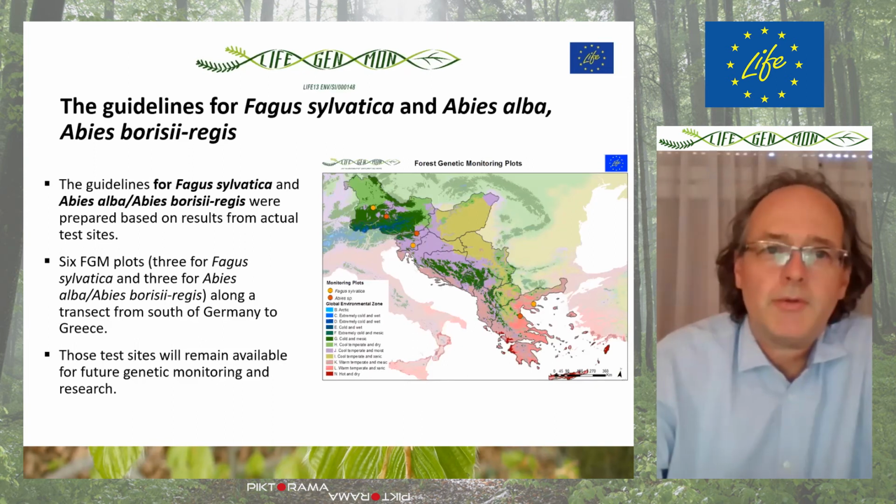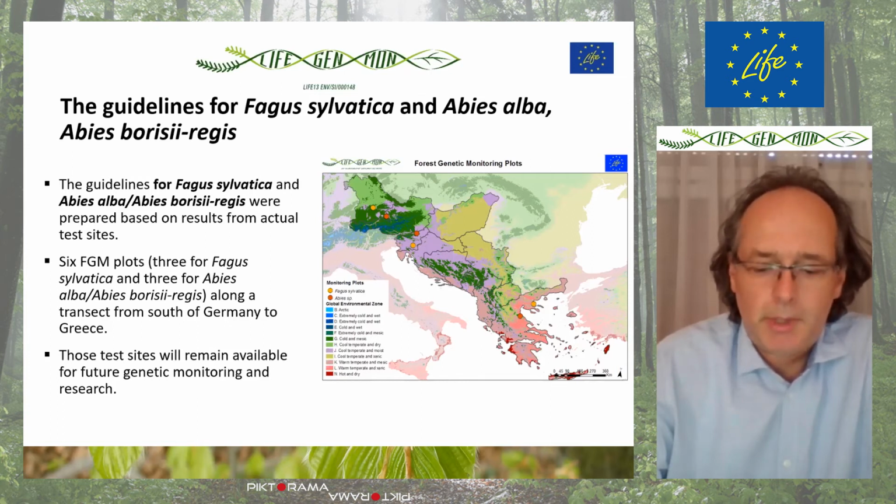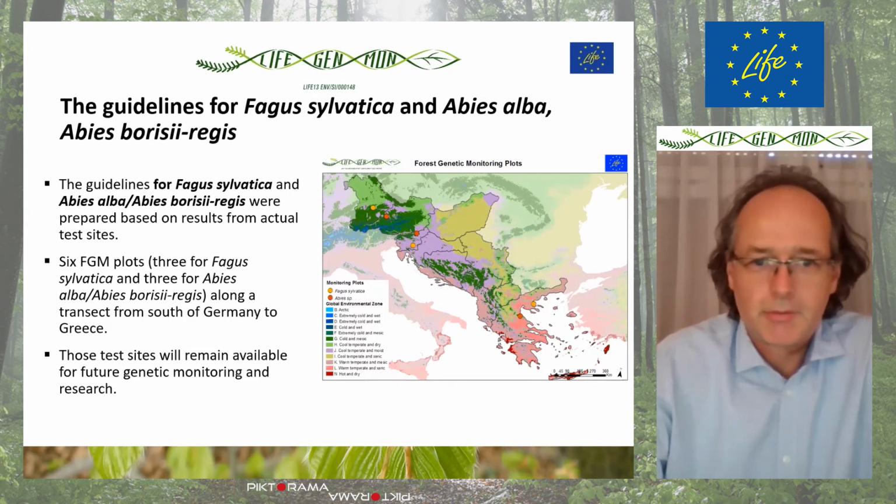The guidelines for Fagus sylvatica, Abies alba and Abies borisii-regis were prepared based on the results from actual test sites. Six plots were established in 3 countries, in a transect from South Germany to Slovenia and to Greece. All measurements were done in these sites, and all results are related. These test sites will remain activated as permanent forest monitoring plots for long-term observations.